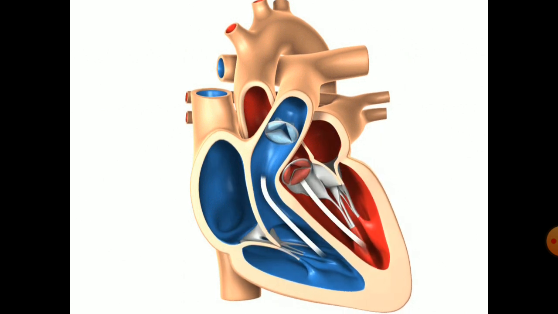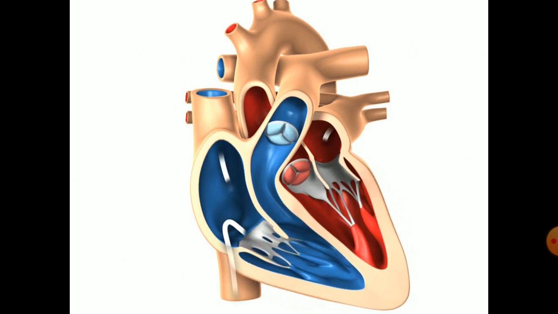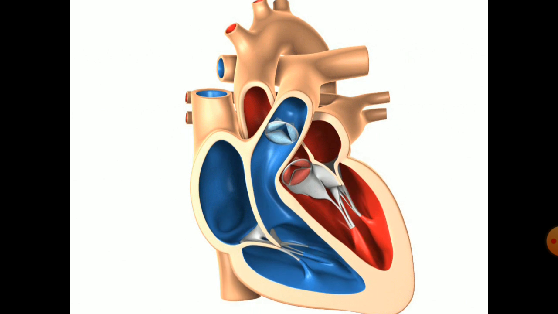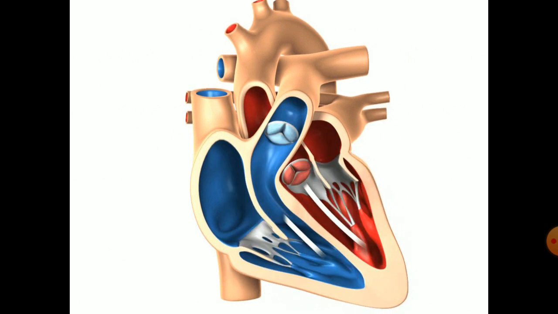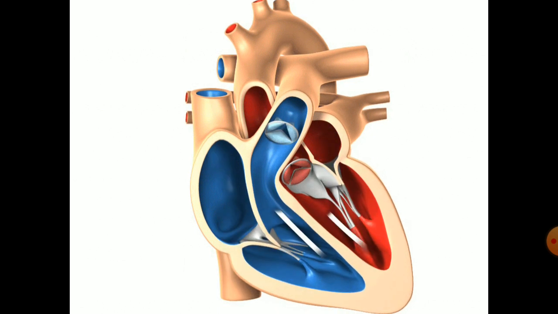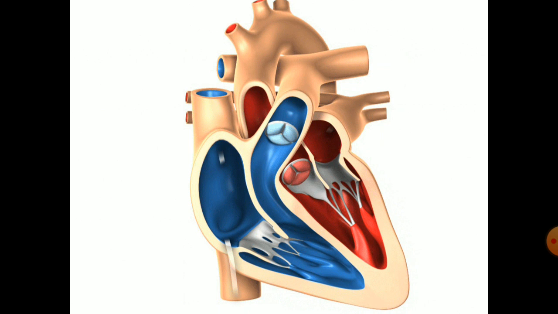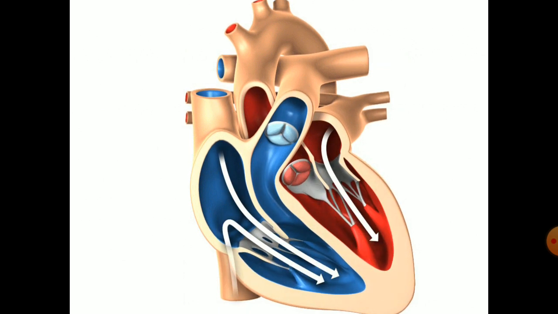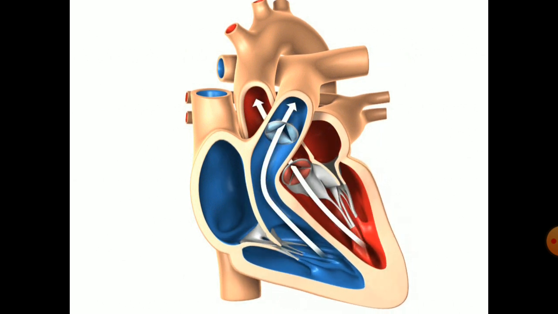and from the right atrium the blood is pushed into the right ventricle, and from the right ventricle the blood is pushed through the valve into the pulmonary trunk, which is guarded by the pulmonary valve. You can also call the pulmonary trunk the pulmonary artery, the only artery in the whole body that carries deoxygenated blood.